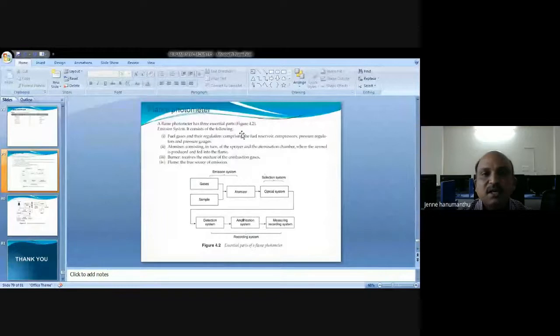I'm sorry. I think this other diagram was not audible to you, right? See, the same diagram we can represent like this also.